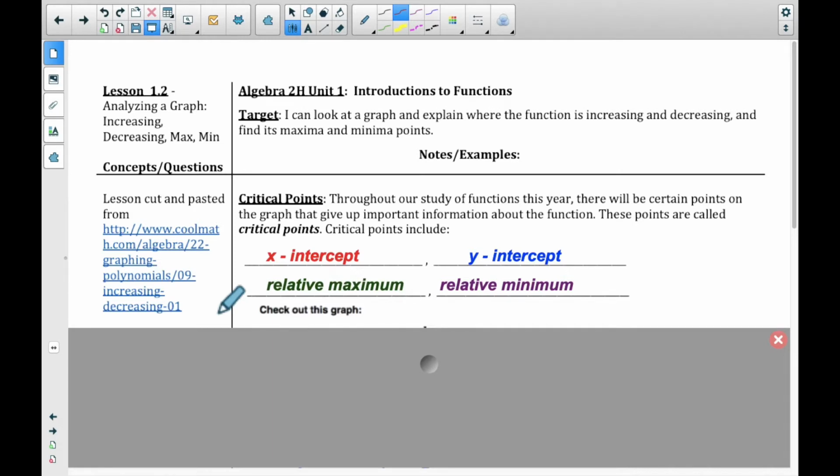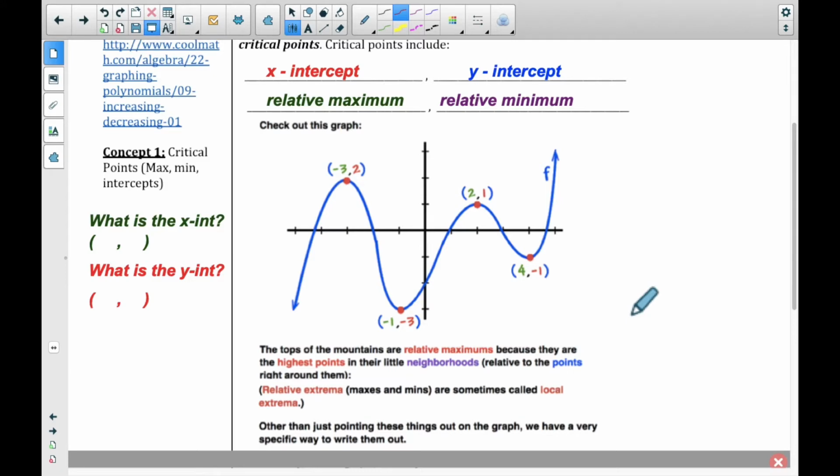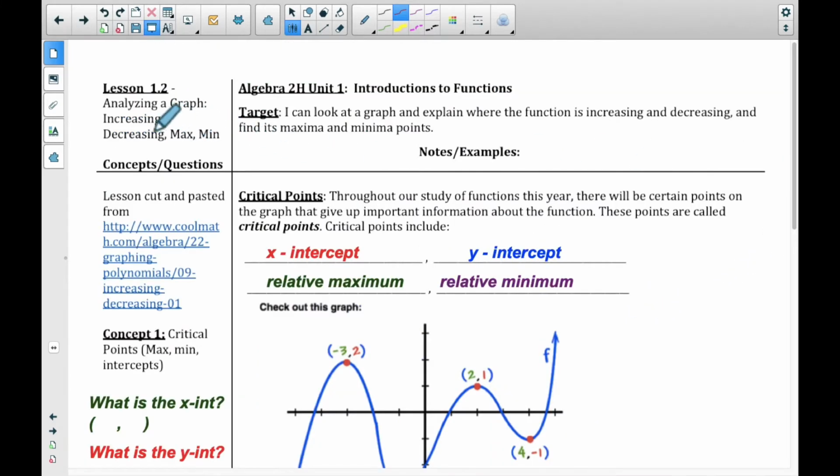Okay, so when we're talking about the critical points on a graph, we're talking about where's something interesting going on. And by something interesting, we mean like the Y-intercept, the X-intercept, the relative minimum, relative maximum. You guys know what X and Y-intercepts are, but relative maximum and relative minimum, those are new terms to you. And so let's talk about the minimum and maximum point, because we talked about where it is increasing and where it is decreasing. Well, that's going to change at the maximum or minimum point, right? Like if it's going up, then it reaches its max and then it's going to go down.